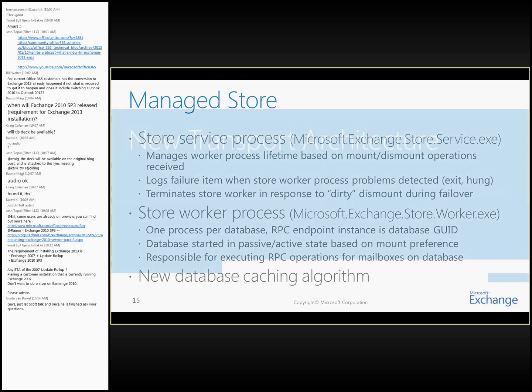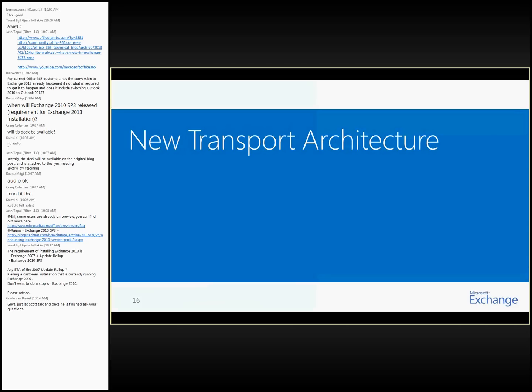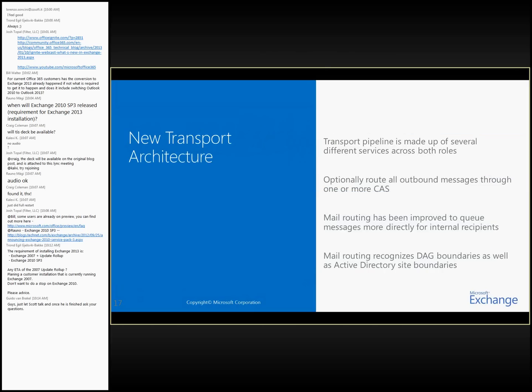Now let's talk about the transport aspects of the new architecture. As you might imagine, given the scope of architectural changes in Exchange 2013, there's a different transport architecture as well. This new architecture has all messages coming into the organization via the client access server and provides you with the option of routing all outbound messages through CAS as well.